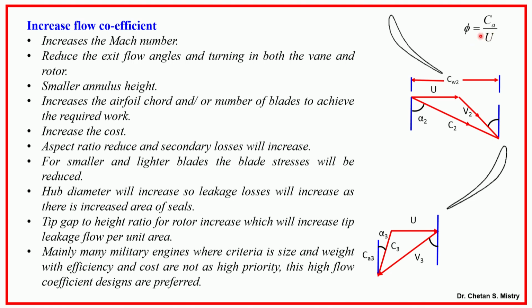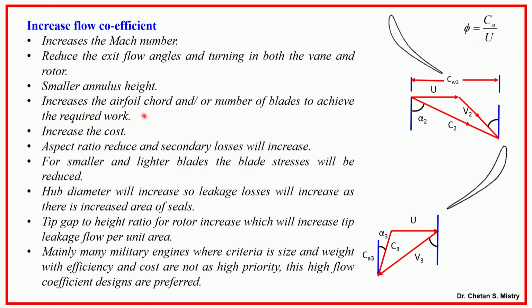So what is happening? If I am increasing my flow coefficient, that means I am increasing my absolute axial velocity component CA, my Mach number will be increasing, and that will reduce my flow angles and turning for both rotor and stator. I will have a smaller annulus height. Just try to correlate in terms of diameter.